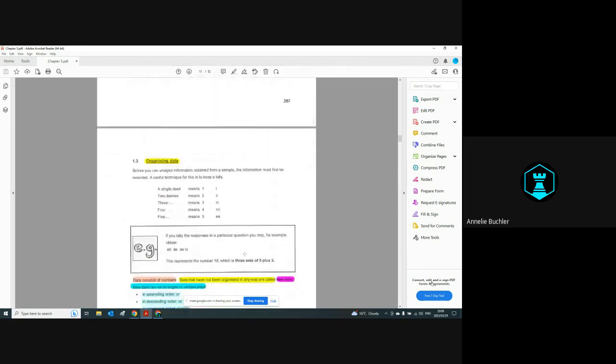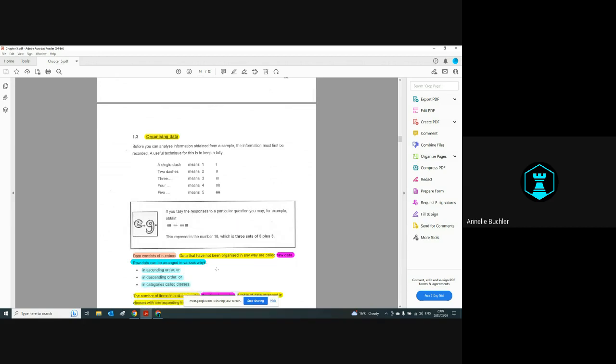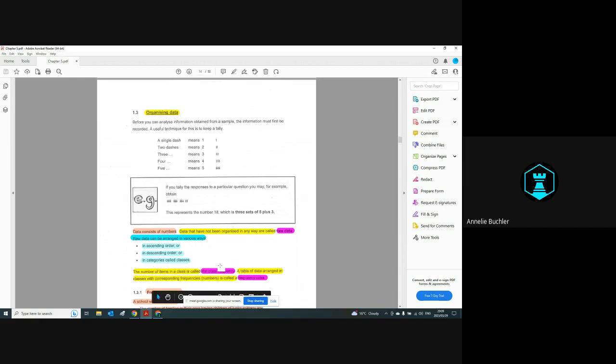Now we're going to start with the actual statistics. Now we're going to look at organizing your data. Now remember, we said data is just information. It's another word for information. Data consists of numbers. This is now in statistics, okay? Data that has not been organized will be raw data, okay?